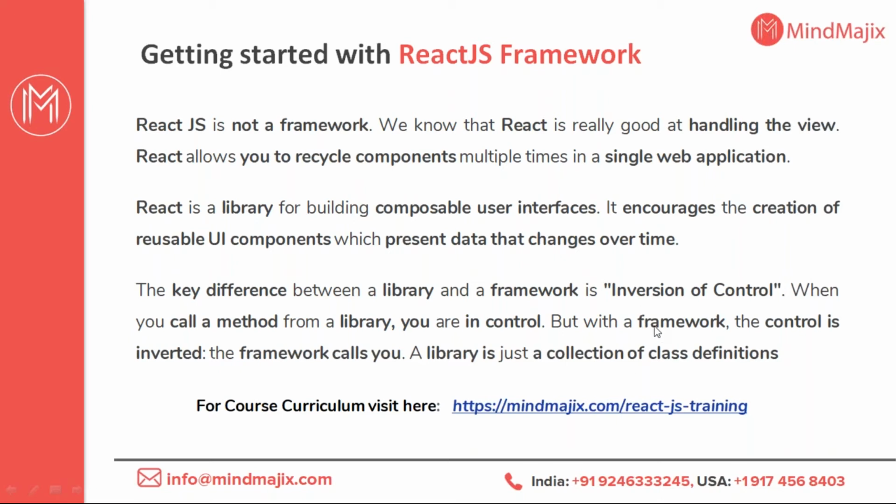When coming to a framework, the control is inverted. That is, the framework calls you. That means the framework is giving a call to your functionality, whereas with a library, you are giving a call to the function. Your application code is giving a call to the programming, how to execute and everything. Simply, the difference is inversion of control. In the program you have done, you are in control, whereas here it is the opposite. The framework controls you. A library is just a collection of class definitions. That is what we can say in simple points.